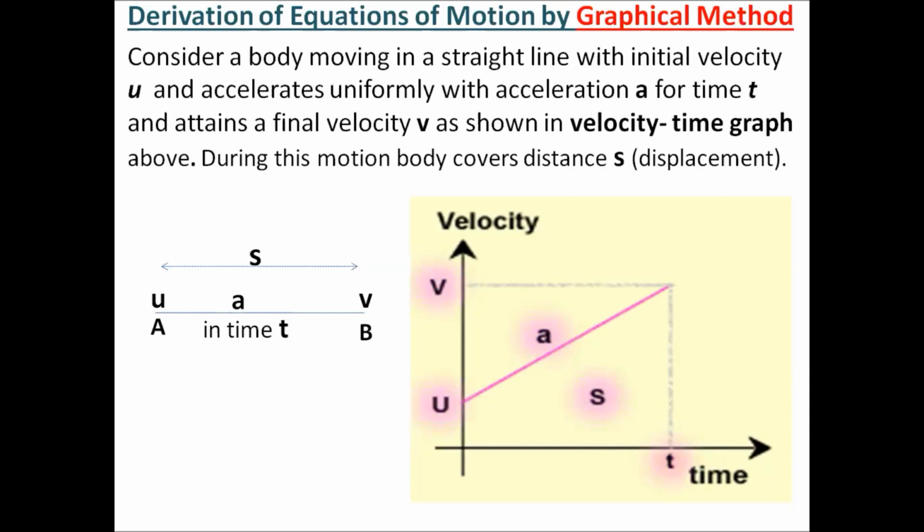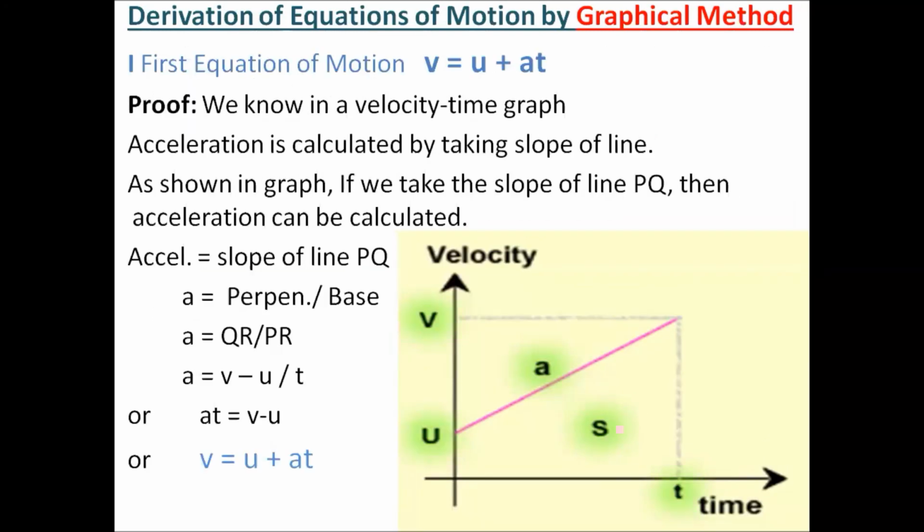Consider a body moving in a straight line with initial velocity u and accelerates uniformly with acceleration a for time t and attains a final velocity v as shown in the velocity time graph. During this motion, the body covers distance s. First equation of motion: v equals u plus at.